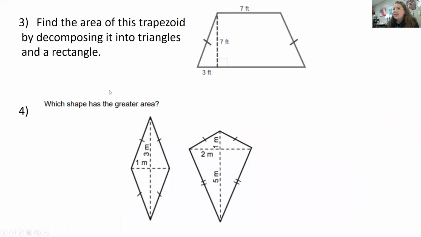Awesome. Number 3, here we have another trapezoid, and it's letting us know that these two sides are equal. So we're going to assume, I can't draw a straight line, that these two right triangles are the same. They have the same base, which is 3, and the same height of 7. So that means if this is 7, the whole length of this is 13, but really we don't even need that, do we?